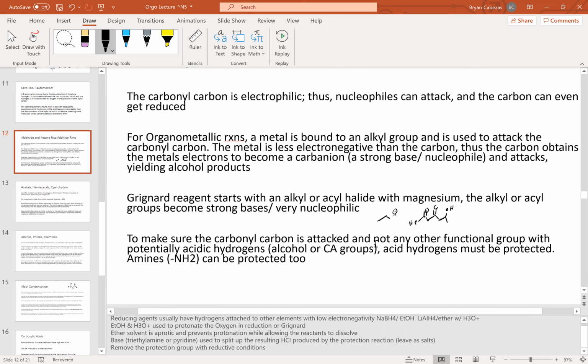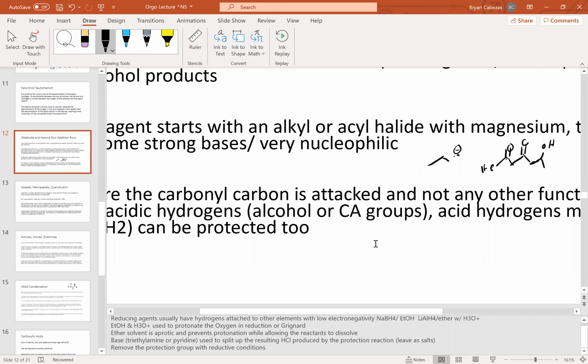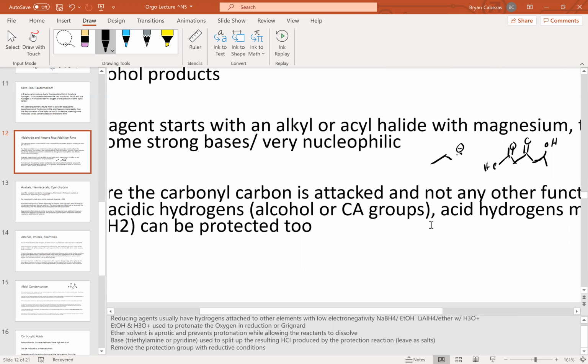What we can do is add groups such as mesylate and tosylate, which will act to replace the hydrogen on the oxygen of the groups that we want to protect. Then once we are finished with our Grignard reaction, for example, we're going to remove those protecting groups with just a reductive solution. So what would this look like?